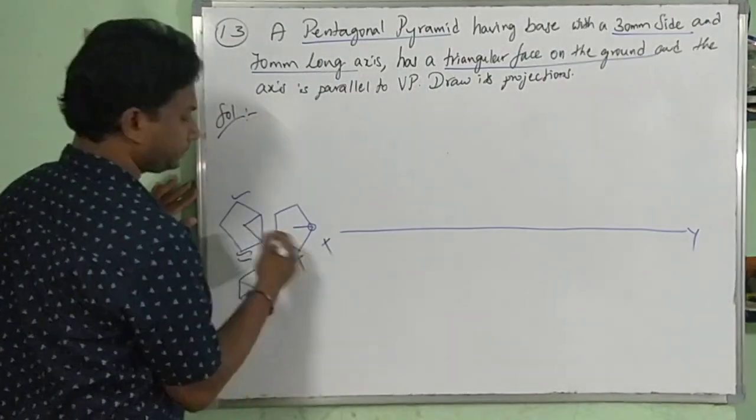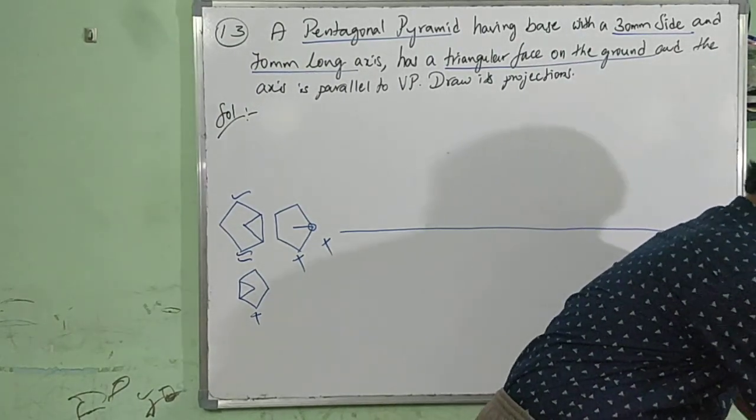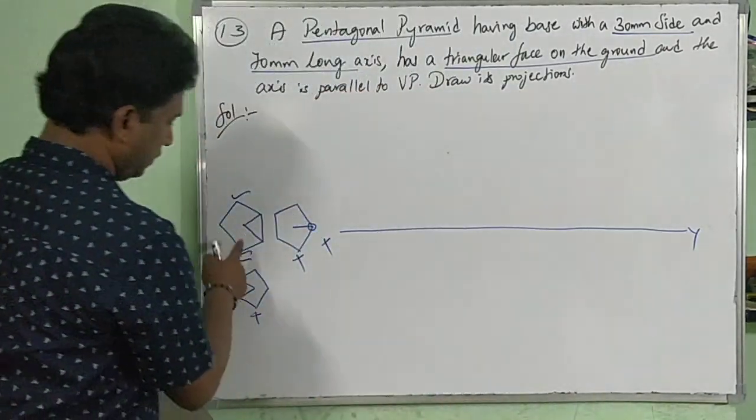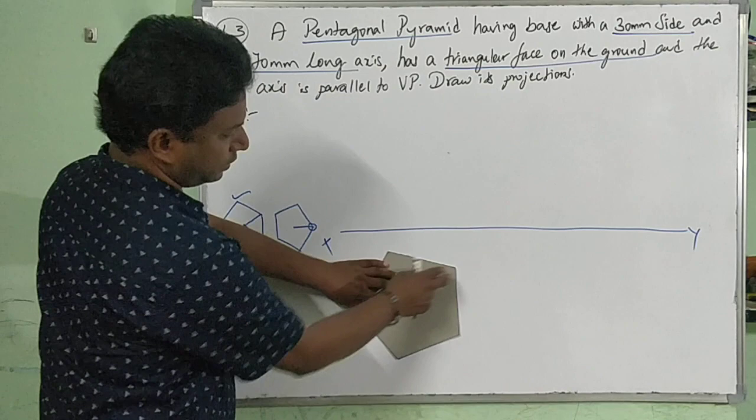XY line. Okay. Like this, it should be perpendicular.